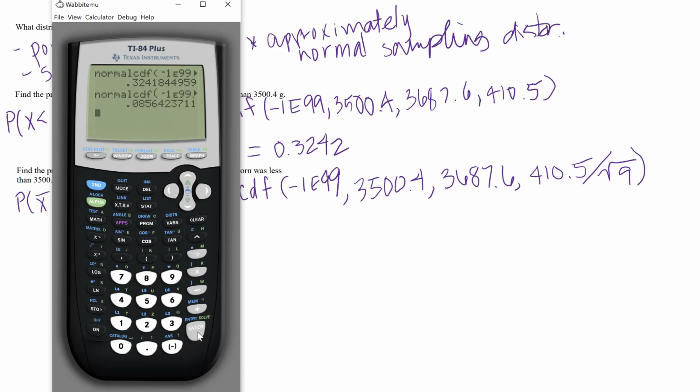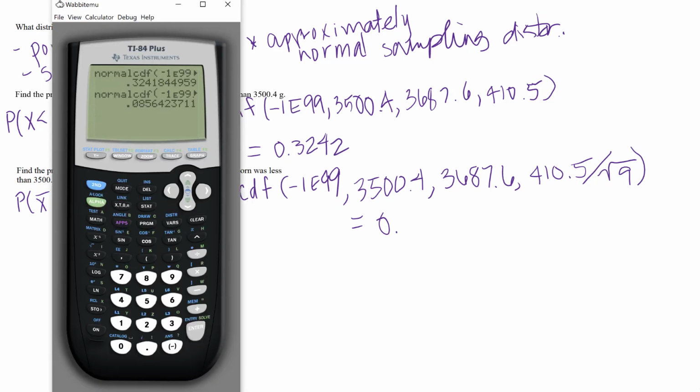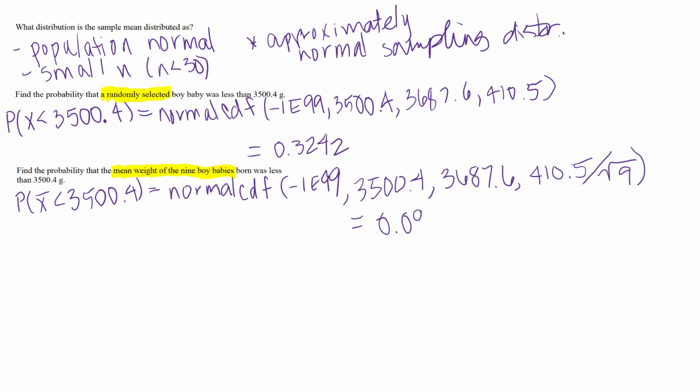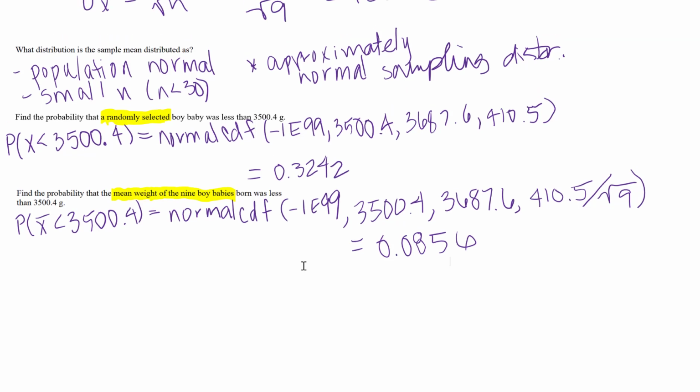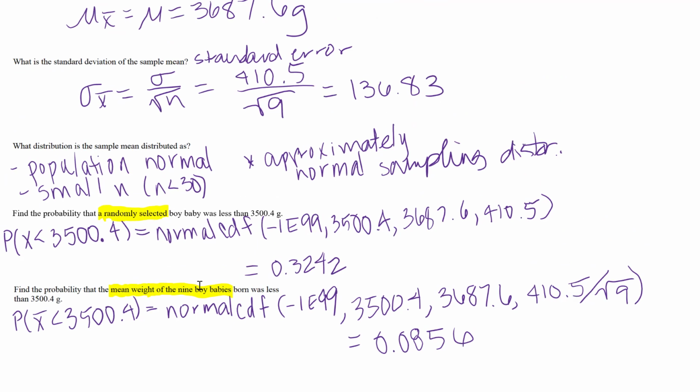And then you find that the probability for this happening, the mean weight of 9 boys being this amount, would be 0.0856. So you can see how much lower it would be given that sampling distribution for the mean weight, because it should be a lot smaller. Even though this would be a normal distribution, it would be a lot more narrow because you'd have a lot of those values clustered right around the mean in the middle. And of course, the standard deviation is smaller, so it'll be less spread.